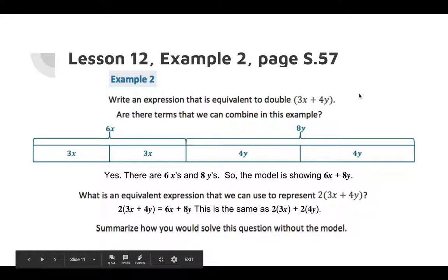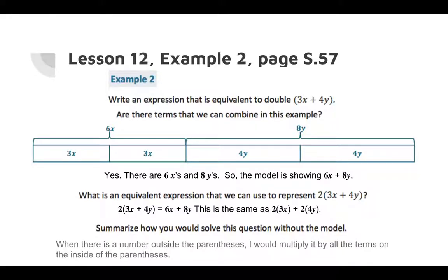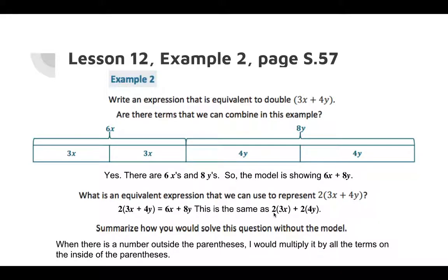Summarize how you would solve this question with a model. Okay, think about it. If you want to pause here and think about it and write your answer, please do so. To summarize it, when there's a number outside the parentheses, I would multiply it by all the terms on the inside of the parentheses. Whenever you see this number outside the parentheses, you multiply it to everything that you see inside the parentheses. That's why it's called the distributive property. Same here: you see this number outside the parentheses, you multiply it to what's inside.